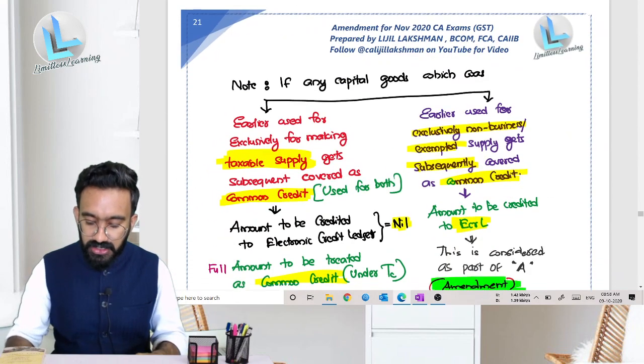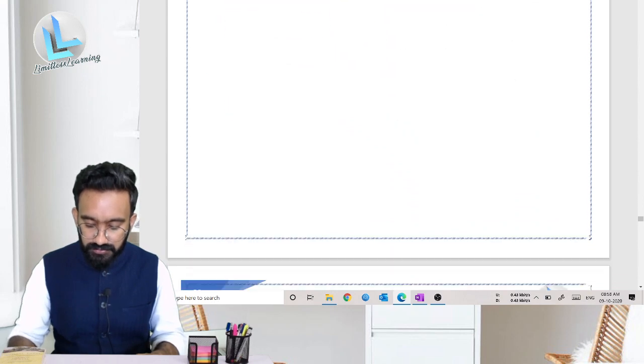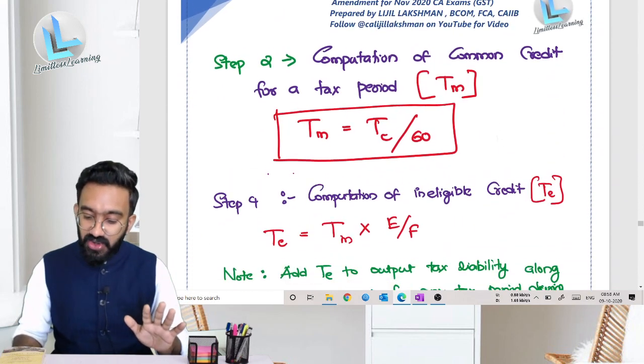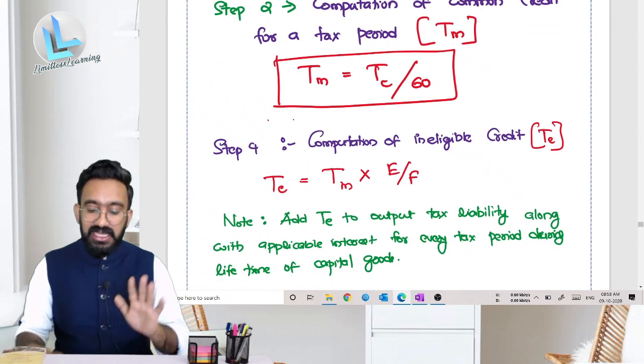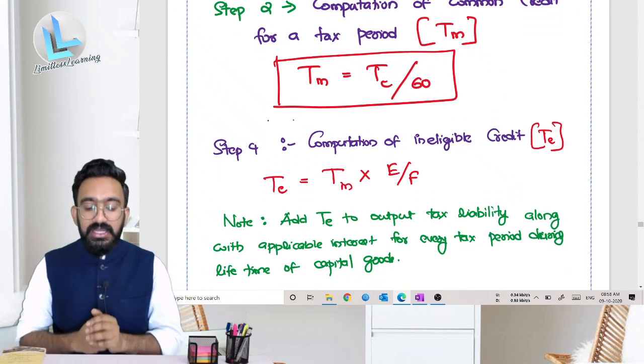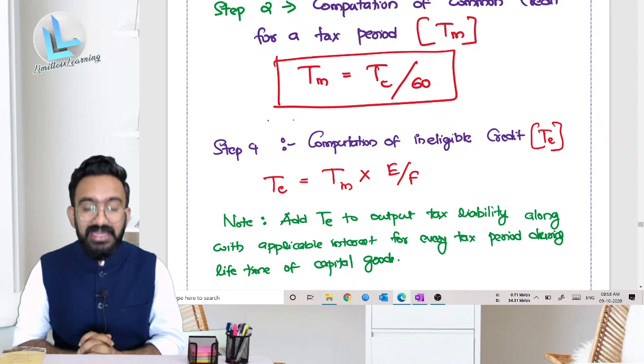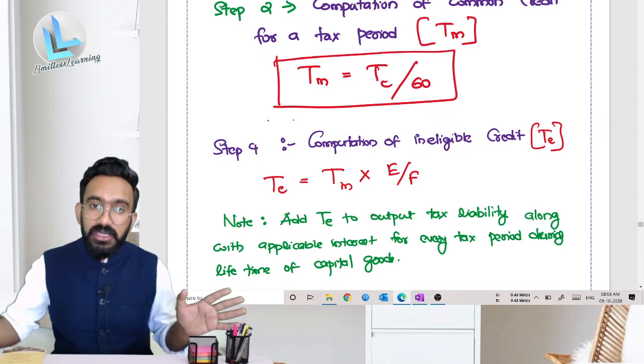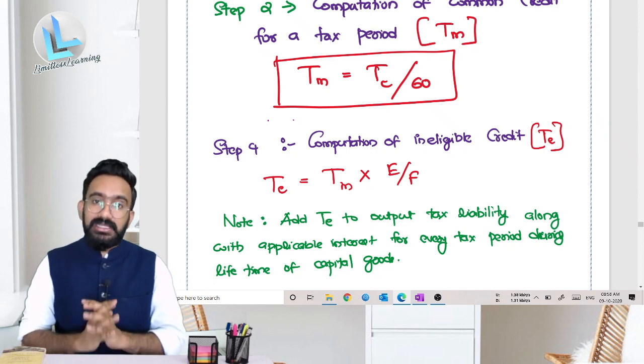Now what I should do is, after that, step 2. So there's no amendment in any of these provisions. Okay, this is all common. Amendment is in something else. So I will compute my common credit for a tax period by dividing this with the 60 months. So they're saying that distribute this credit over 60 months. Why we are doing it, I'll tell you that.